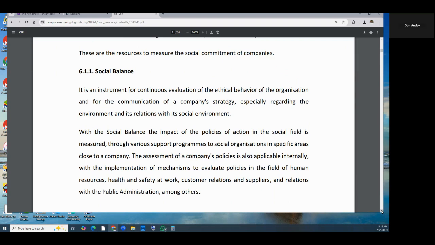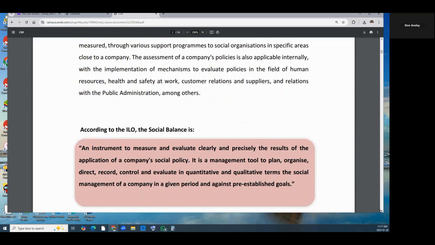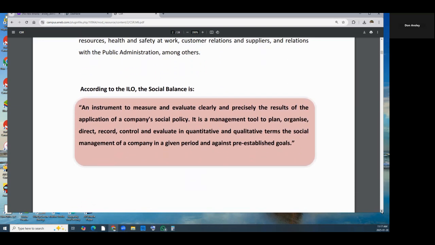The assessment of a company's policies is also applicable internally. The implementation of mechanisms to evaluate policies in the field of human resources, health and safety and work, customer relations and suppliers, and the relationship with the public administration, among others. According to the ILO, the social balance is an instrument to measure and evaluate clearly and precisely the results of the application of the company's social policy.